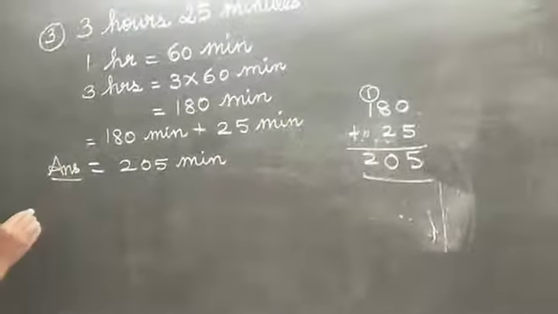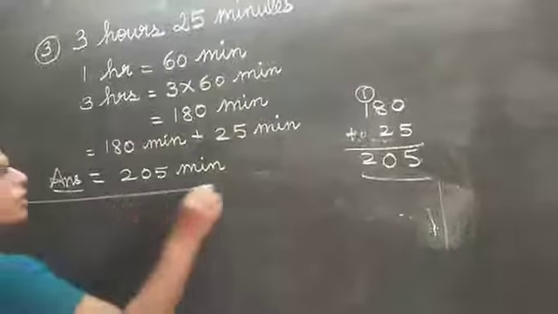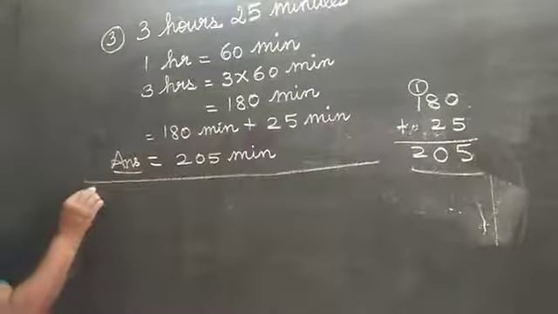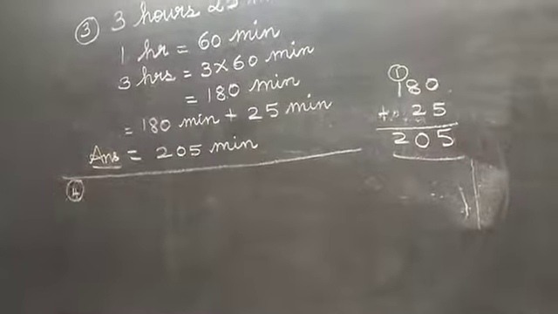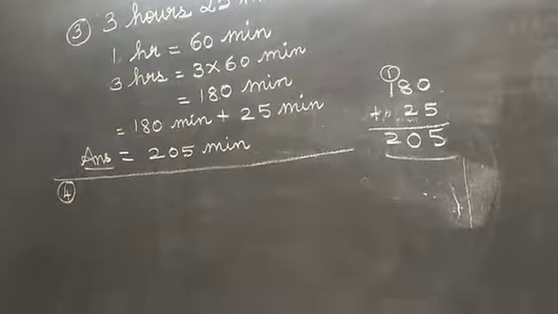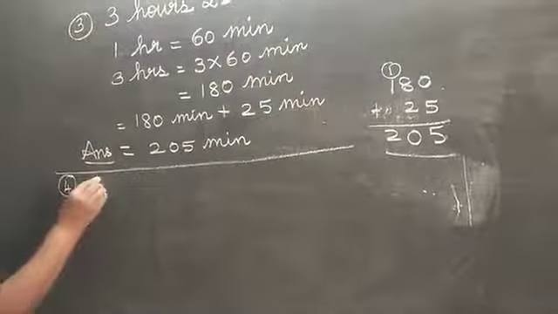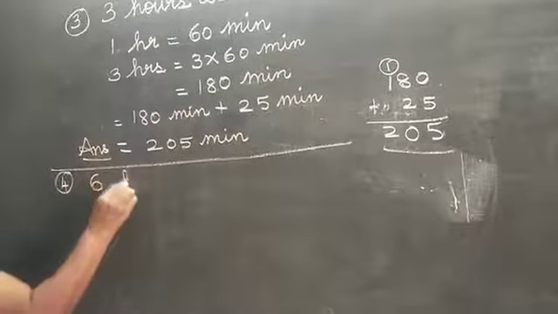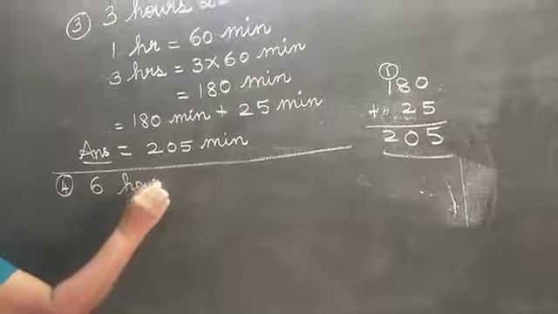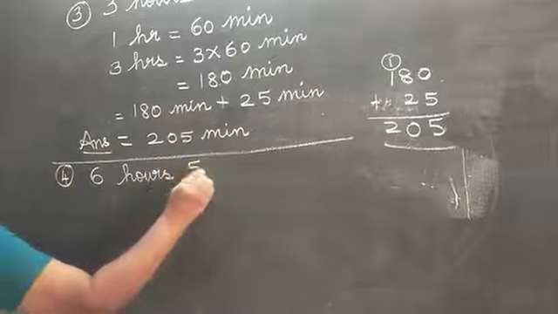Okay, children? Then you have to draw one line. Shall we go to the fourth sum? Fourth sum, 6 hours 5 minutes.